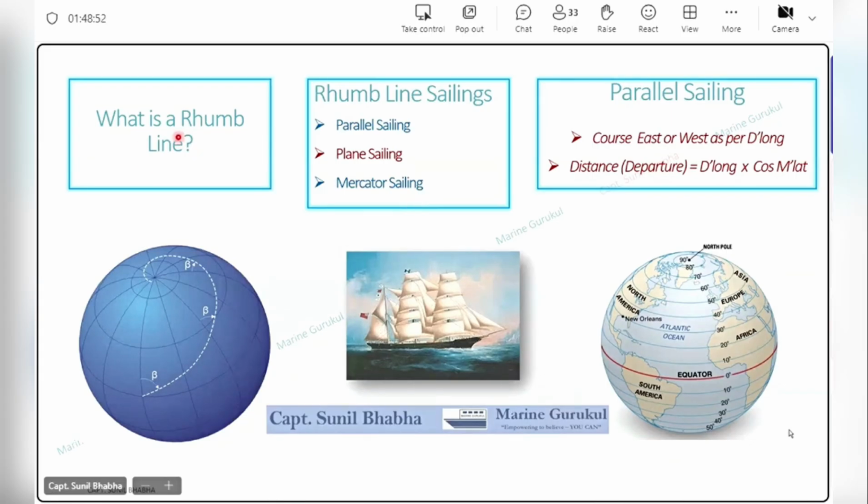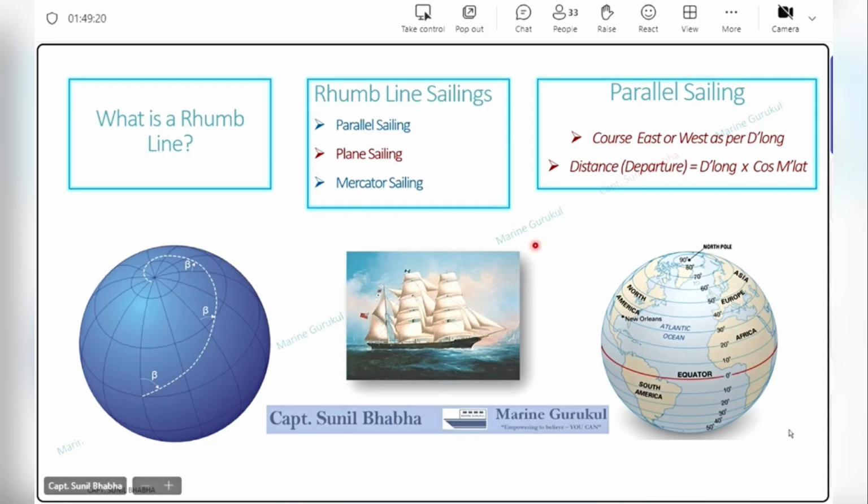The Rumline sailings, on the other hand, have the advantage of being the simplest form of sailing. Vessels move on a straight line track. The course of the ship remains the same right from the departure to the destination. Let us now go into these Rumline sailings one by one. Now the first Rumline sailing which we have is parallel sailing.